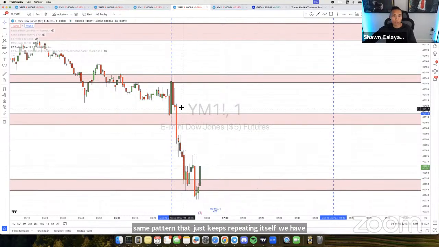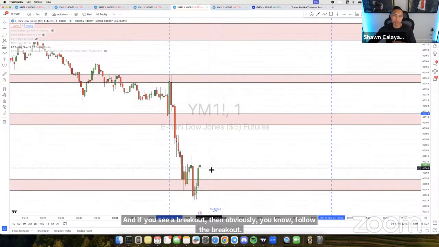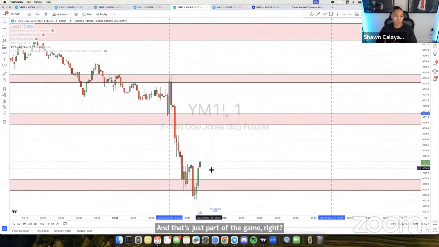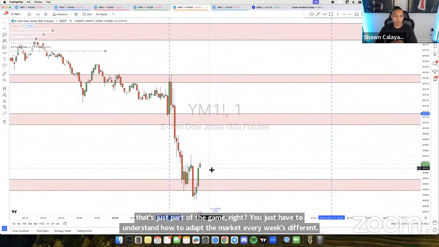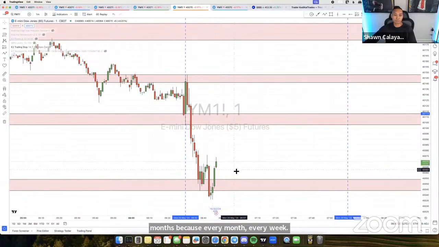So for tomorrow, we'll look for the consolidation range. And then if you see a breakout, then obviously, follow the breakout. And that's just part of the game, right? You just have to understand how to adapt with the market. Every week's different. You guys got to remember that. Every week's been slightly different for the past couple months. That's just how the market's currently moving right now. And that's how you adapt with the market. You can't stick to one thing for a month or a couple months because every month or every week, the market kind of changes slightly.